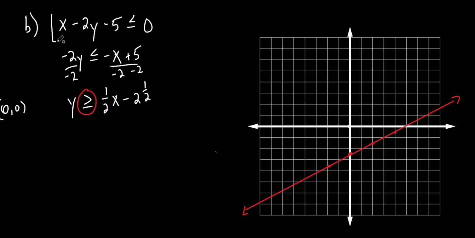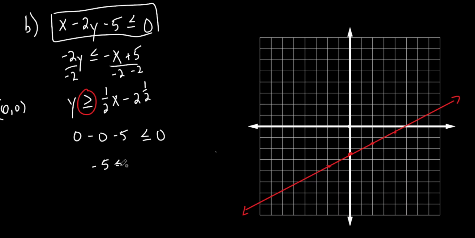It would be easier just putting it into the original, wouldn't you think? Because you got fractions here and stuff. All right, so let's put it in here. So I got 0 minus what? 2 times 0 is 0 minus 5. Is that less than or equal to 0? Is -5 less than or equal to 0? Yes, it is. So that point satisfies this inequality. That's how we say it, okay? It satisfies it, makes it work.